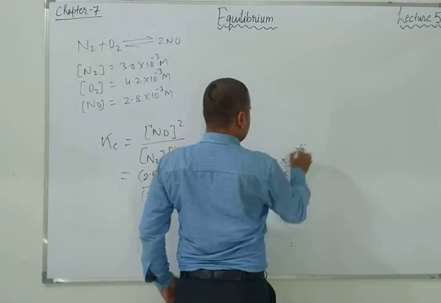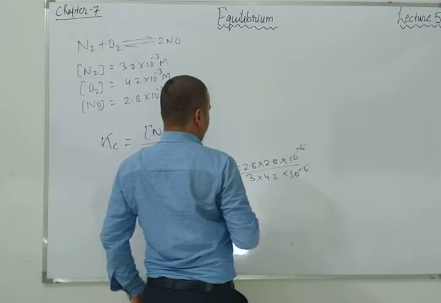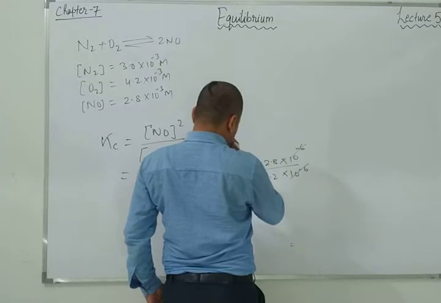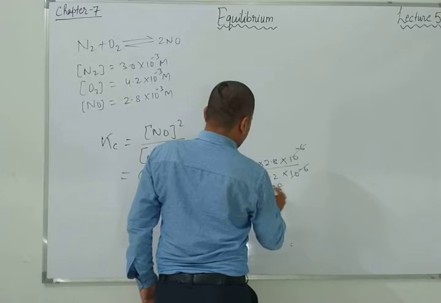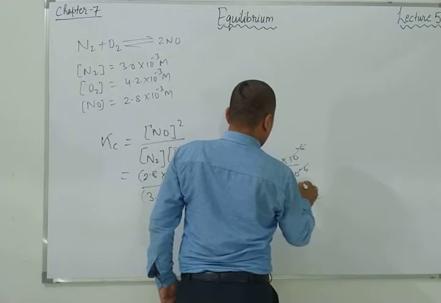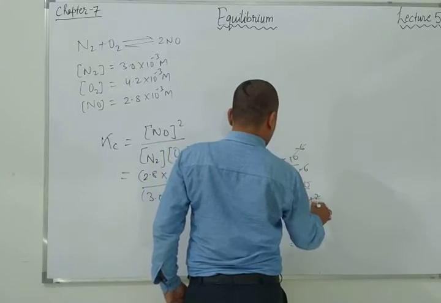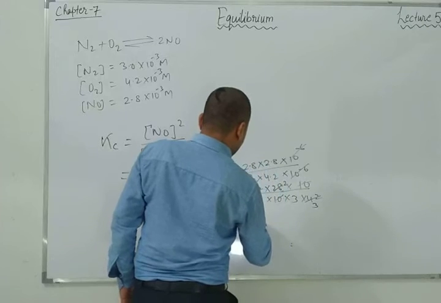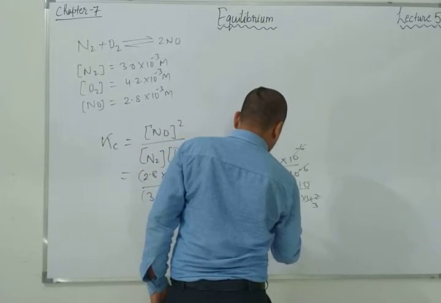So 10 to the power 6 cancels. Just suppose this 28 upon 10 into 10 into 3 into 4.2 and here into 10. So 10 cancels. 14 2s are 28, 14 3s are 42, right? So here 28 2s are 56 upon 90.